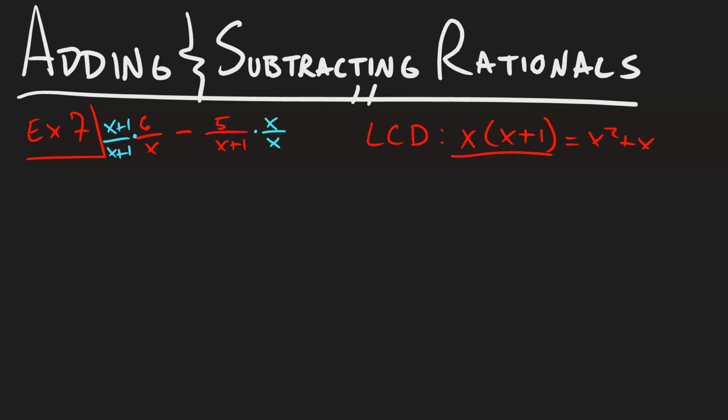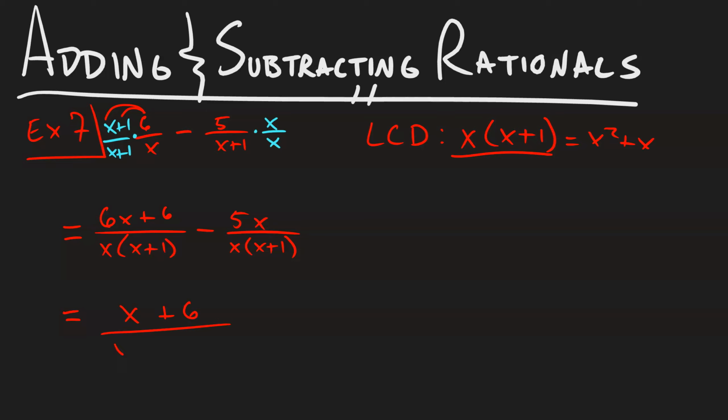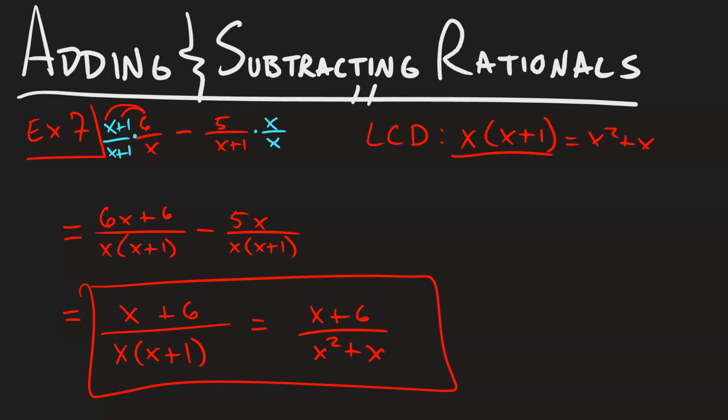So let's multiply through, and don't forget to distribute. Once you've multiplied through, we can go ahead and subtract. In this case, we really only need to subtract 6x minus 5x, which gives us 1x plus 6 over x times x plus 1, which again you can leave in factored form, or you could write it as x plus 6 over x squared plus x. And either way, here's our solution.